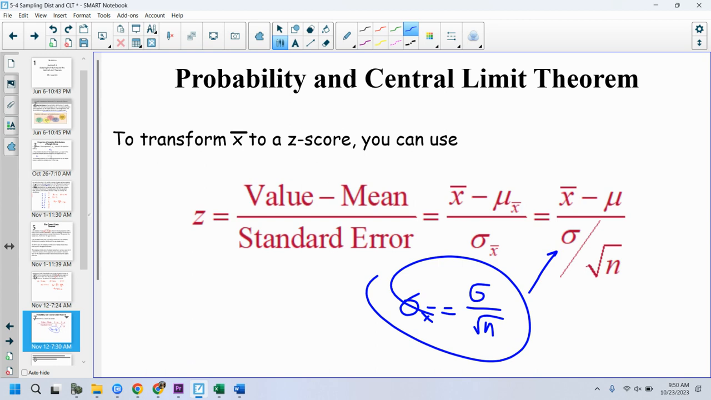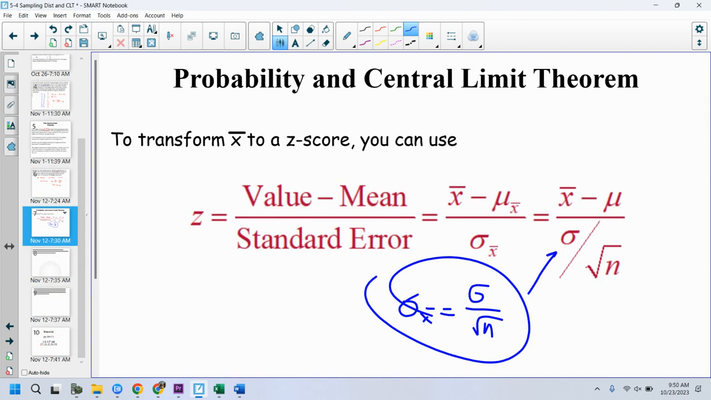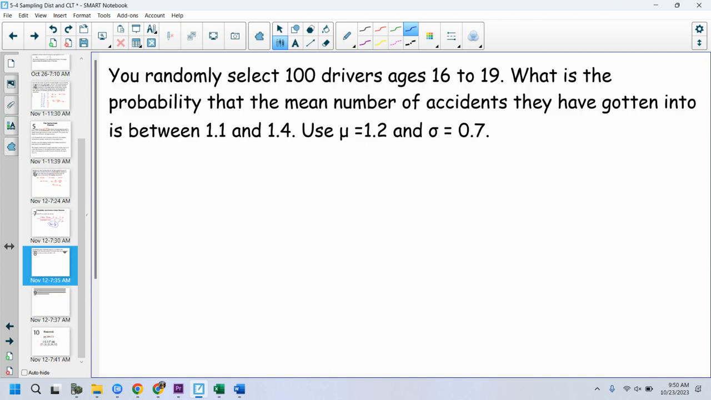Now, let's actually run that value. Let's run some numbers here. You randomly select 100 drivers ages 16 to 19. What is the probability that the mean number of accidents they have gotten into is between 1.1 and 1.4? Use mu as 1.2 and sigma as 0.7. We don't know where we got these statistics from, but we're given these statistics that mu is 1.2 and sigma is 0.7. What is that telling me?